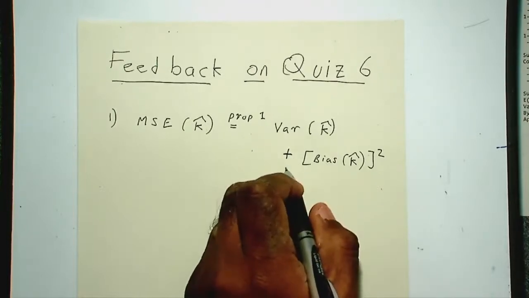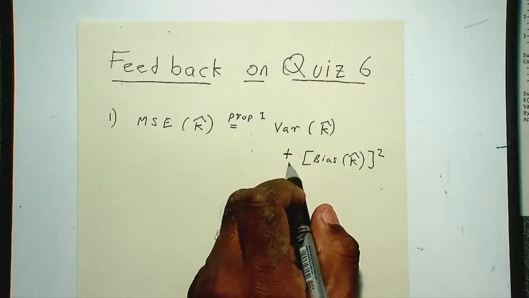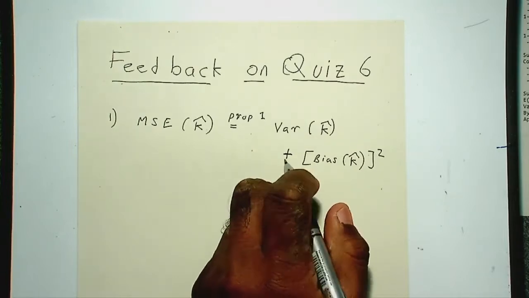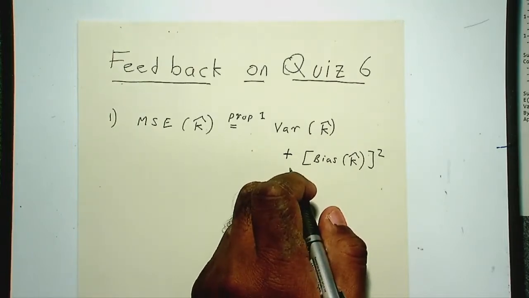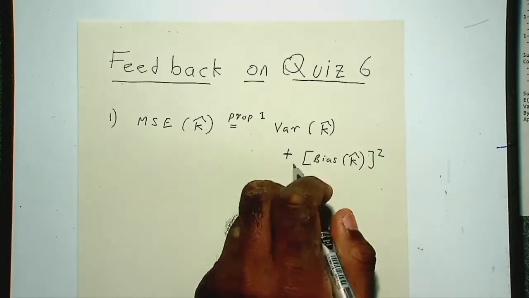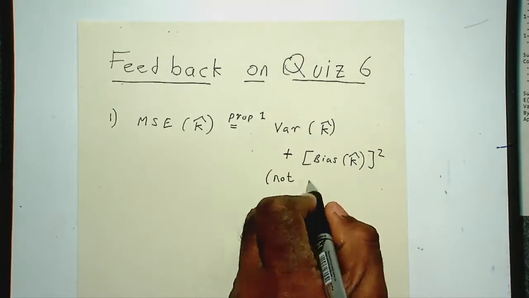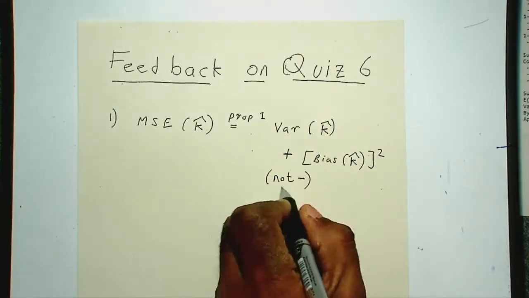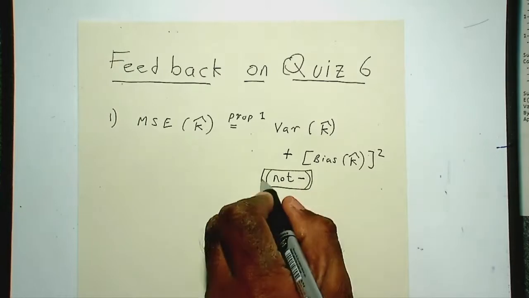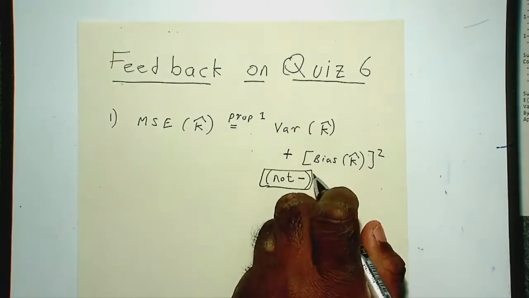I don't know why a lot of people said this is variance minus. I don't know where you get the minus from, guys. I proved property one some time ago. It's variance plus, not minus, okay? I don't know where you get the minus from, right? It should be plus. The square.